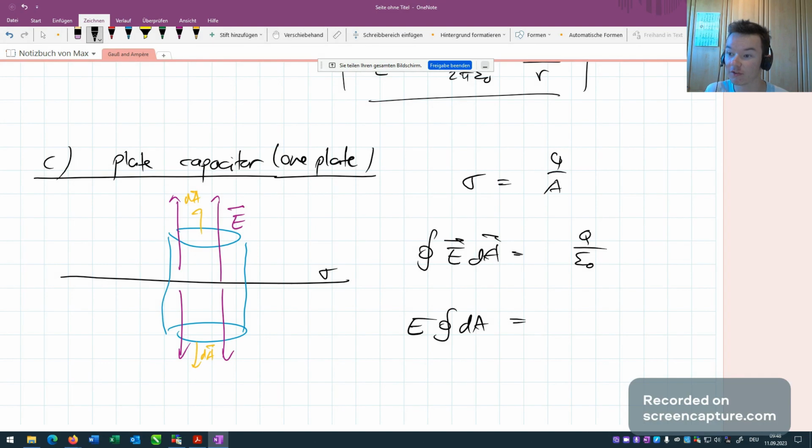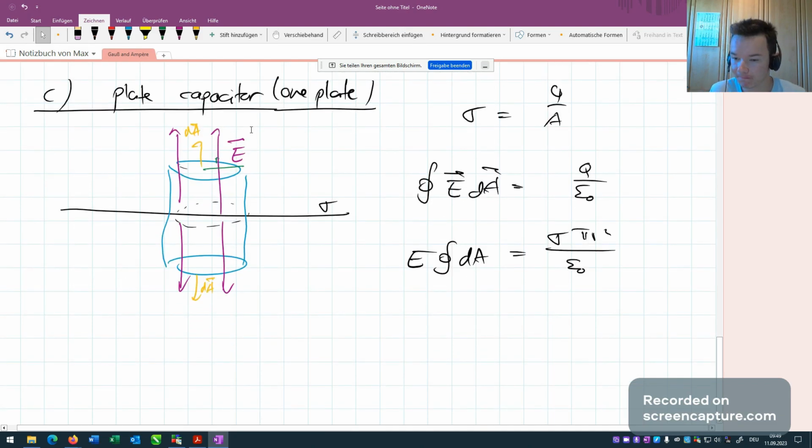Q is the amount of charge which is in the cylinder. Well, the cylinder has a circular cross-section with the plate. So it's like the cylinder is like that. So the question is, how much charge is on this circle? Well, we know the charge density, so we just have to multiply the charge density sigma with the area of the circle, which is, let's just call the radius r. So the radius of the cylinder should be r. So the area of the circle is pi r squared divided by epsilon 0.